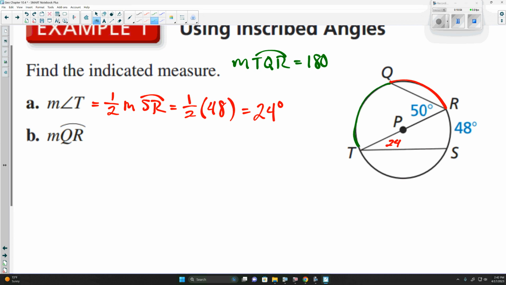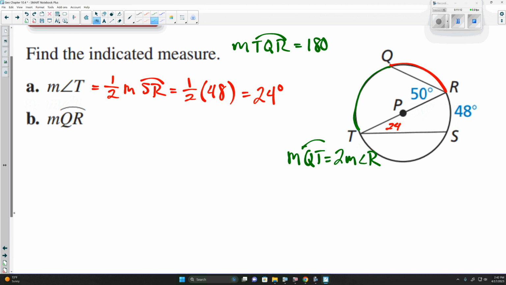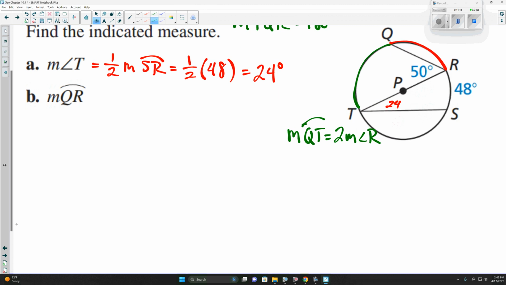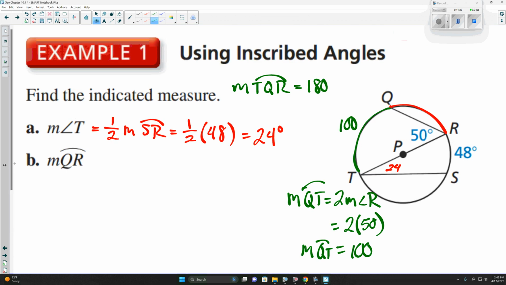Now QT is the intercepted arc, yes? And we said the measure of the intercepted arc QT is what? Twice the measure of the angle. So in our case would be angle R. So what's the measure of angle R? 50, yes? Twice 50 is. So the measure of arc QT is 100.